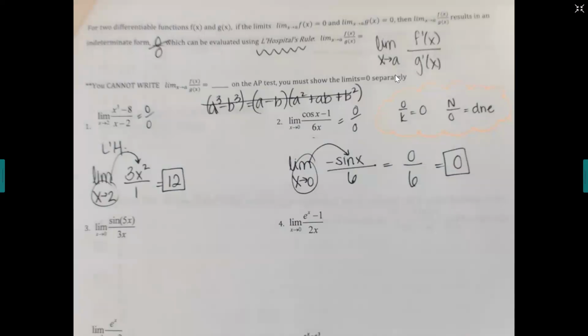What's the derivative of e to the x? What about ln x? 1 over x. Good job. The 0 on top? You plug in a 3. If it's not 0, then you can't use L'Hopital's rule. You just have to plug in. Okay.